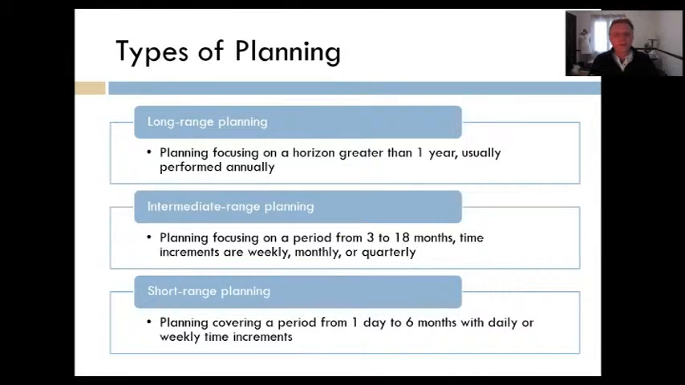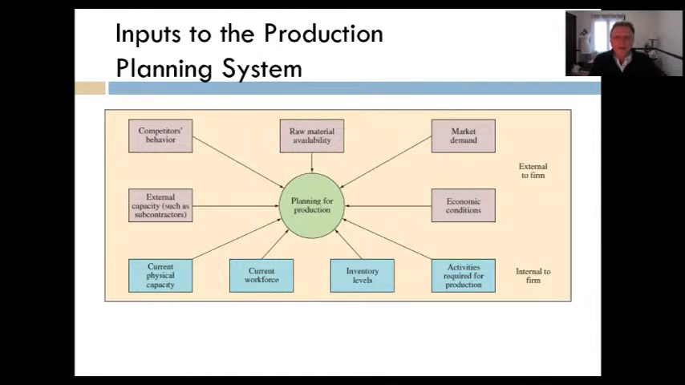And there are different types of planning. There's long-range planning, which is about a year or more. There's intermediate, which is 3 to 18 months, and anything less than 3 months is considered short-range planning. The production planning system itself is divided into two hemispheres, if you will. There's all the things going on externally, outside the business, and there's what's going on inside the business as well. These come together in a production planning meeting. Typically in a manufacturing environment, for example, you have a production planning meeting that goes on every single day, sometimes twice a day.